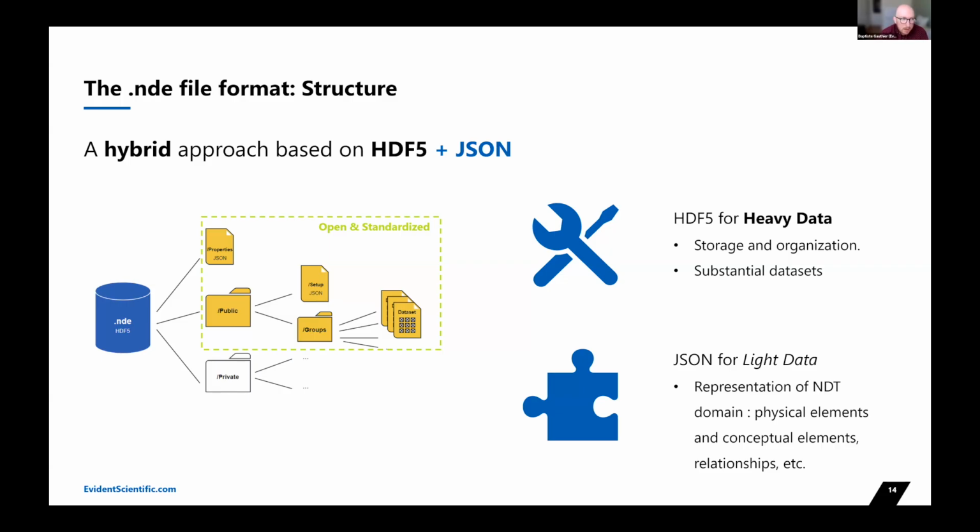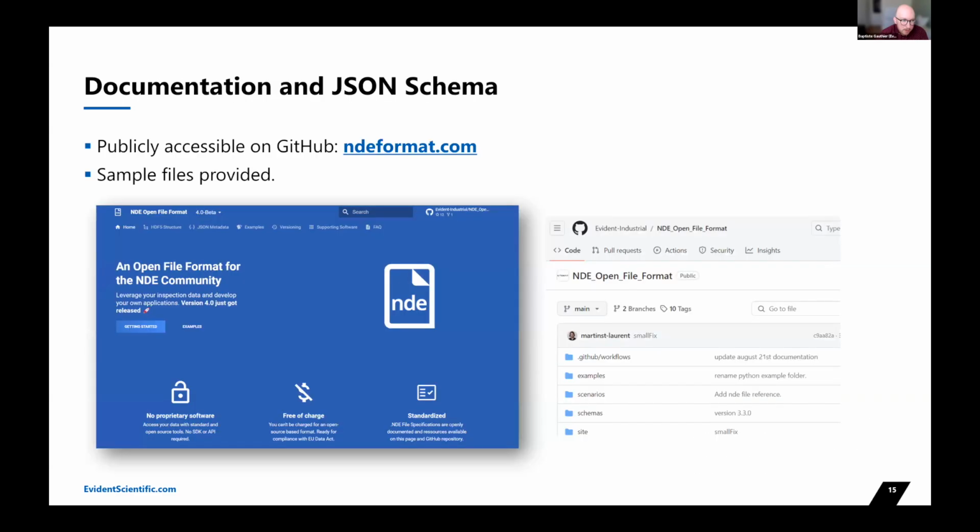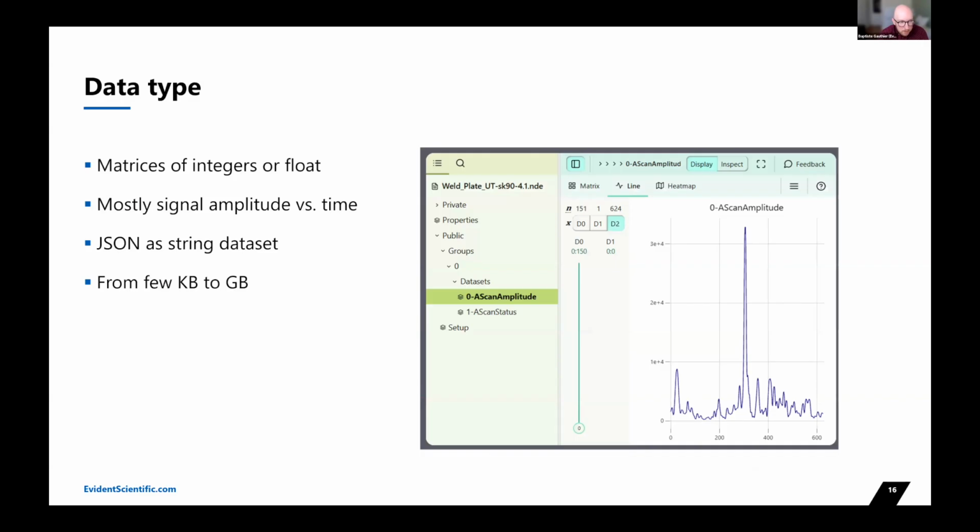So that gives you a quick overview of the structure that we adopted in terms of HDF5 structure inside our file formats. We document everything on GitHub. Our documentation for the file format is available on GitHub at ndformat.com. We also provide sample files for our customers so they can jump on board of this open file format journey, do some tests, develop their own applications, etc. So everything is documented here. And just to give you a quick idea of the type of data that we have, it's mostly matrices of integers or floating numbers.